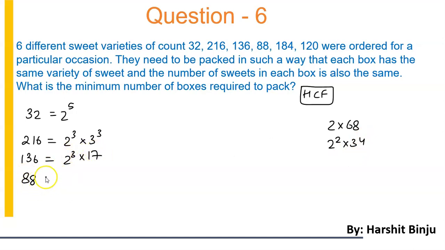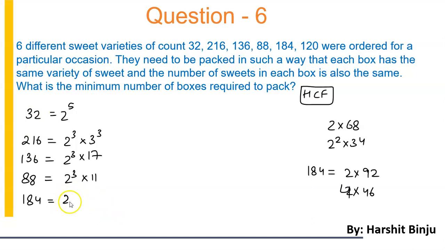Then 88. So that's 8 into 11, which is 2 cube into 11. Then it's 184. So that is 2 into 92, so that is 4 into 46, that is 8 into 23. Or rather than writing 8, simply write 2 cube into 23. And then it's 120, which is 24 into 5. So that is 2 cube into 3 into 5.